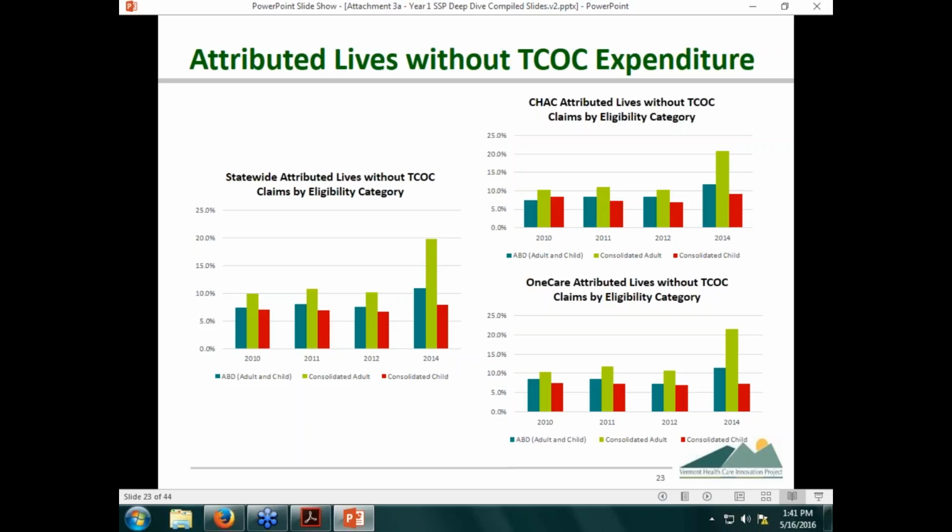And then in 2014, we see a spike, in particular in the populations that have adults, so that general adult group and the EBD adult and child group. And we see similar patterns in both of the ACO attributed populations as well. And so those jumps in non-users relate to the figures that we were looking at on the previous slide, where we're seeing general declines in utilization among those groups in particular that have adults in them.